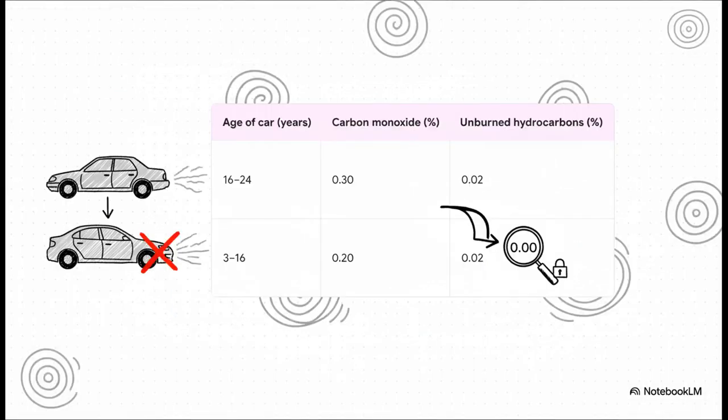Okay, now here's the table with all the data. This is what you'll be working with for the first part of the question. I want you to look really closely at that carbon monoxide column. See that? The newer cars, the ones between 3 and 16 years old, they have a way stricter limit. That's a super important detail, so keep that in mind.